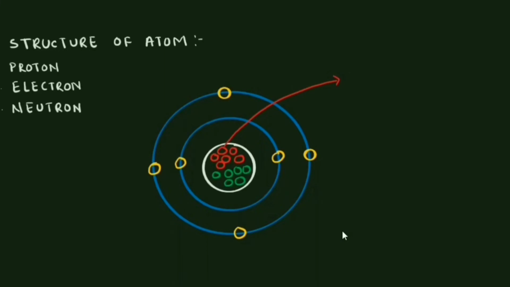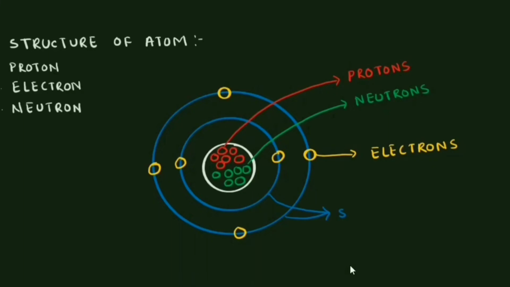So these red color particles are our protons. These green particles are our neutrons. Both of them are present at the center of an atom. And then finally, we have our yellow particles, which are revolving around the nucleus, and they are electrons. Then we have the orbits, which are also called shells. So we have protons, neutrons, and electrons as subatomic particles.